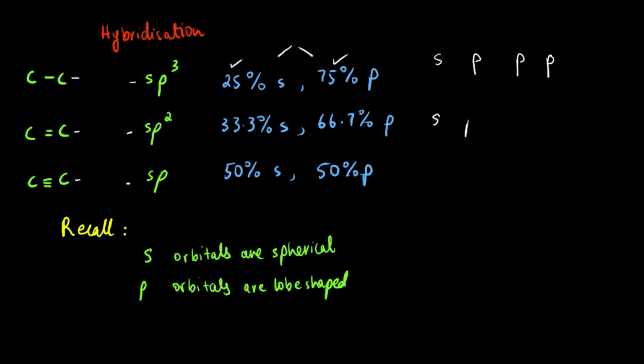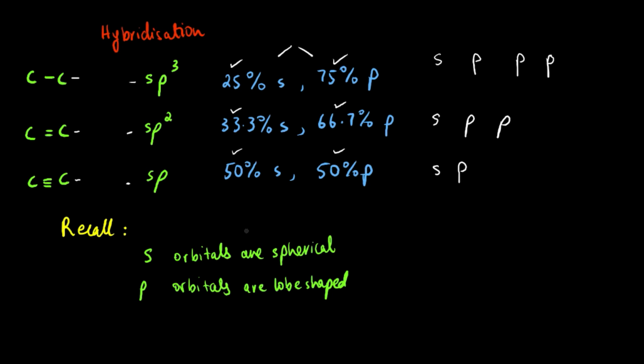sp2 means S and 2 P's, so out of 3 components there is one S component, so 33.3% S, and 2 out of 3 are P, so approximately 66.7% is P. Finally, sp is just 2 components, one each of S and P, so it is 50-50%. These are the 3 types of hybridization that we'll cover in detail in the next slides.